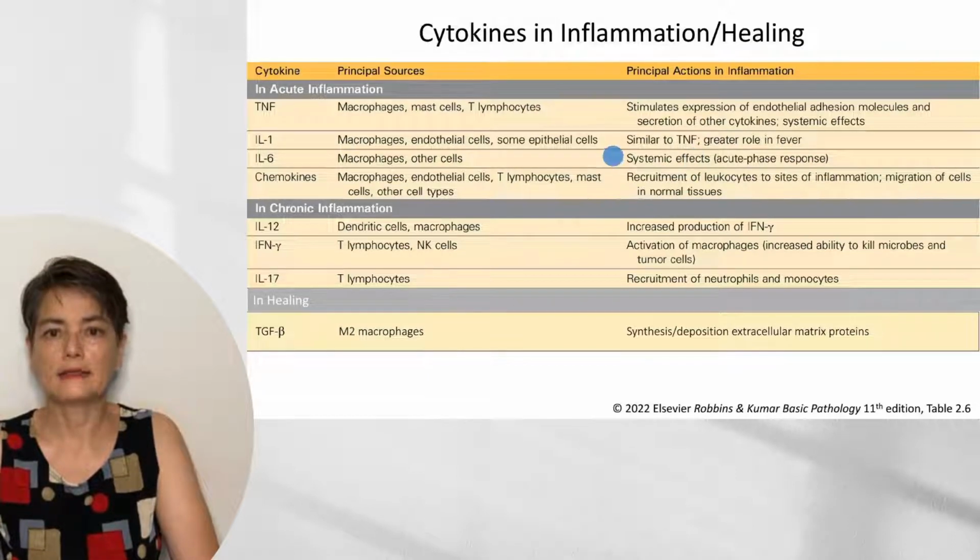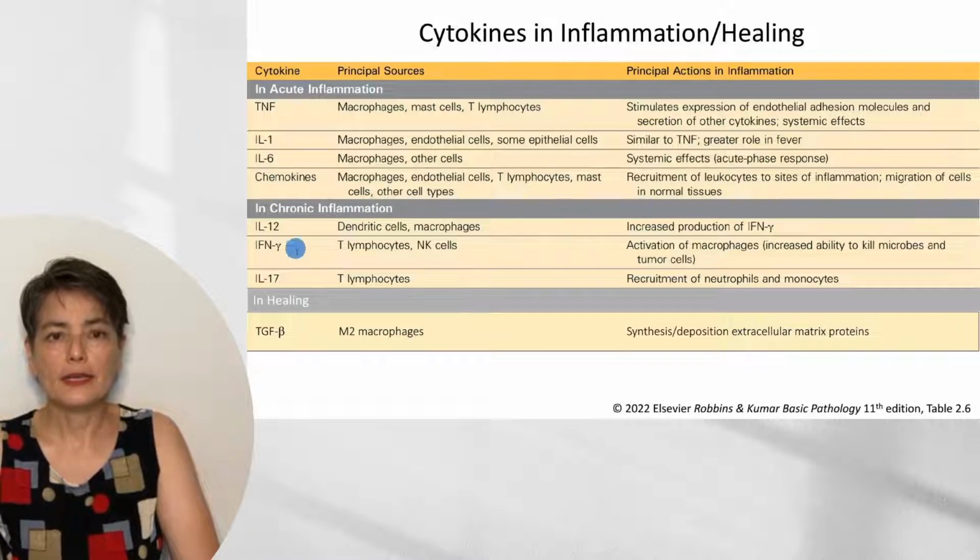IL-1, again, is similar to tumor necrosis factor, but has a greater role in fever. And then IL-6 is something you really want to think about when we start talking about our acute phase response, and that's going to be a little bit later in this video. We have our chemokines, which are secreted by a number of different cell types. It looks like almost every cell can elaborate some sort of chemokine, which is going to recruit leukocytes to the site of inflammation and migration of cells to healthy tissues. So it is bringing your inflammation to the appropriate site.